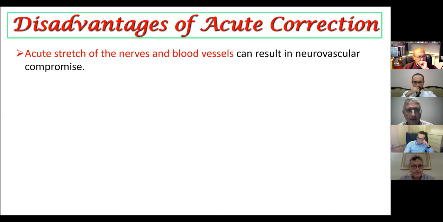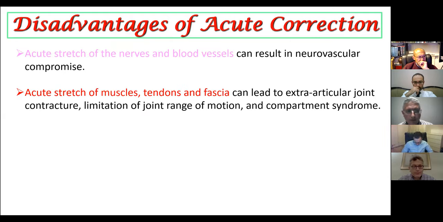It starts by the acute stretching of the neurovascular structures that can result in compromise. And moreover, the acute stretch of the muscles, tendons, and fascia can increase the intra-articular pressure and lead to extra-articular fractures, limitations of the range of motion of the joints, and even compartmental syndrome.